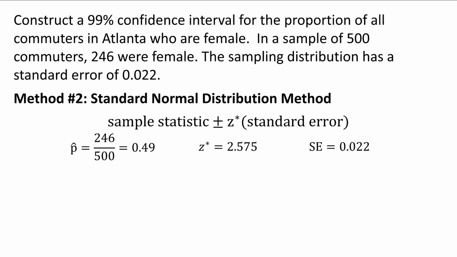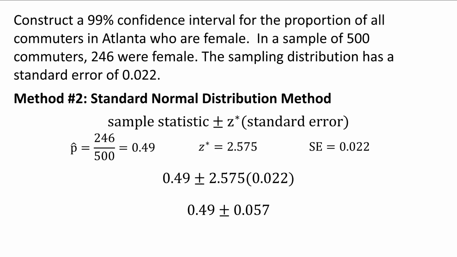We can now plug in these values. 0.49 plus and minus 2.575 times 0.022. Our margin of error is 0.057. And our 99% confidence interval is 0.433 to 0.547. This is the same confidence interval that we found using the normal distribution method.